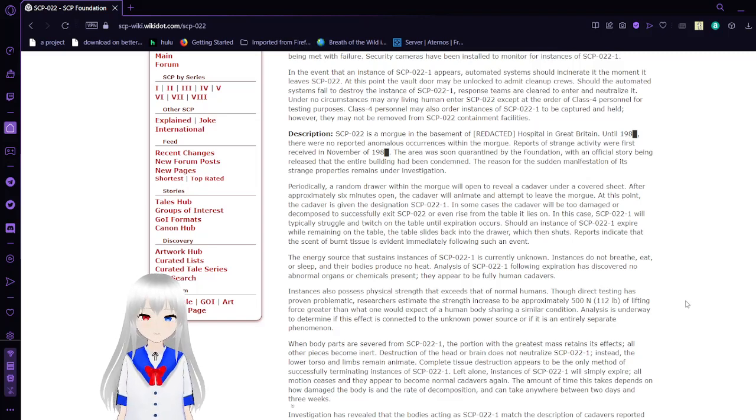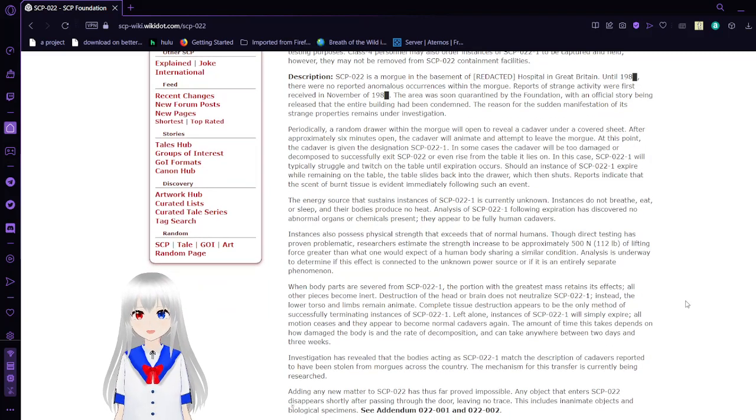Under no circumstances may any living human enter SCP-22 except at the order of Class 4 personnel for testing purposes. Class 4 personnel may also order instances of 22-1 to be captured and held. However, they may not be removed from SCP-22 containment facilities.